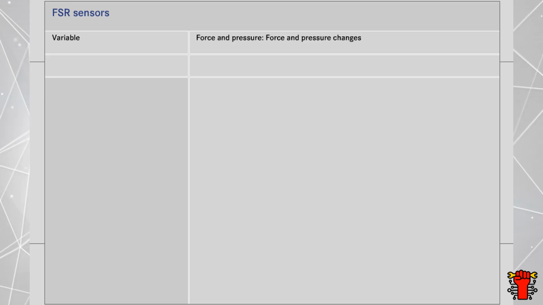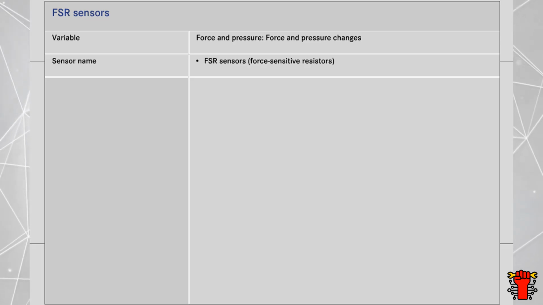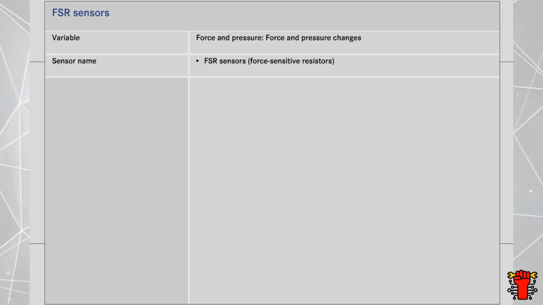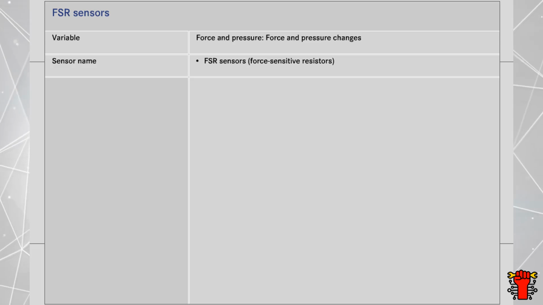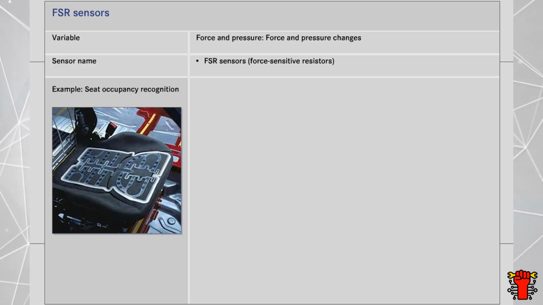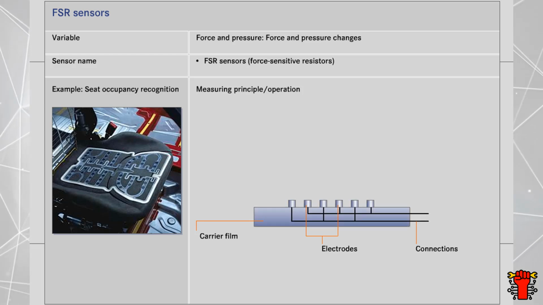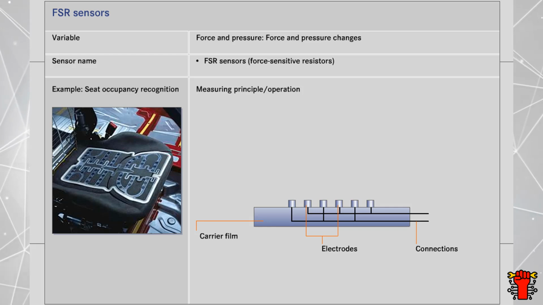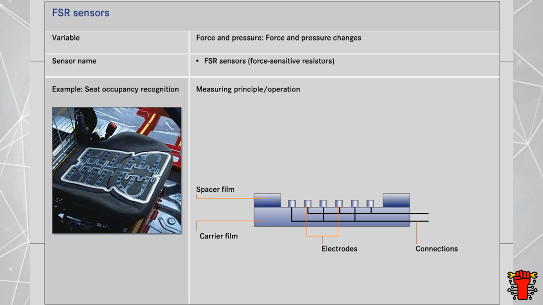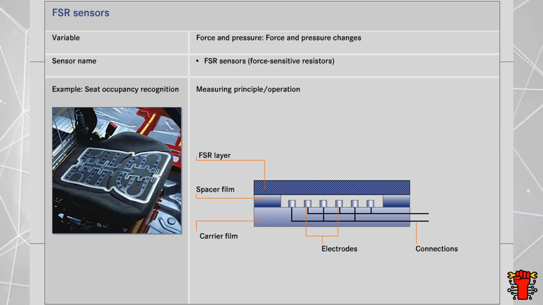Various measuring methods are used to measure force and pressure in vehicles. For example, force-sensitive resistors, the FSR sensors as they're known, can be used for measuring forces. They are used for seat occupancy recognition. An FSR sensor consists of three components: a carrier film with electrodes and electrical connections, a spacer film, and another layer of film with the FSR semiconductor layer.